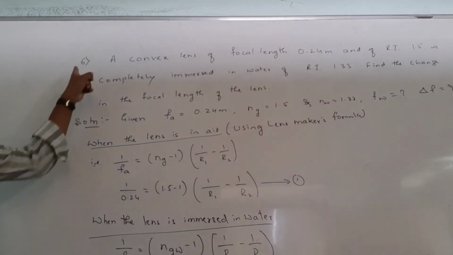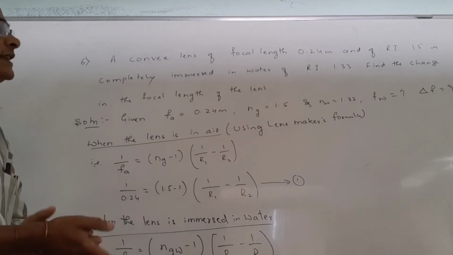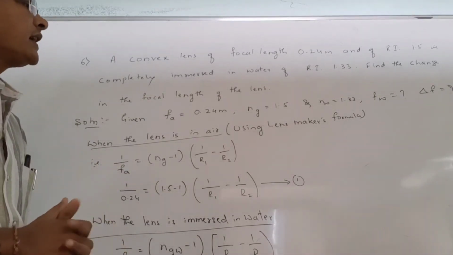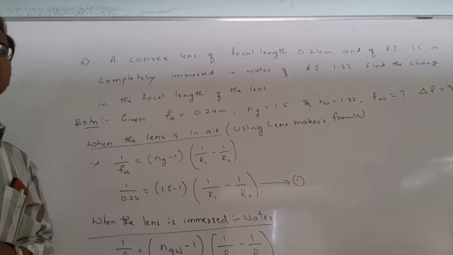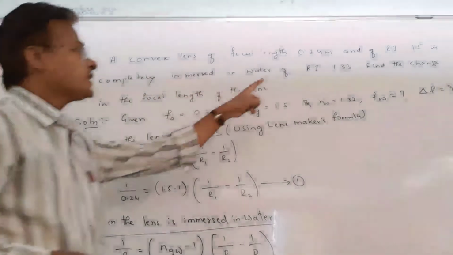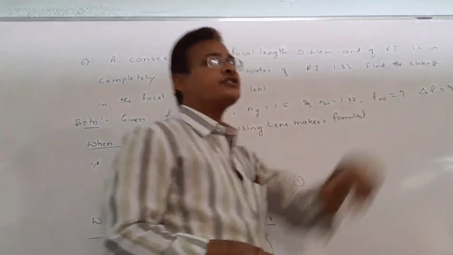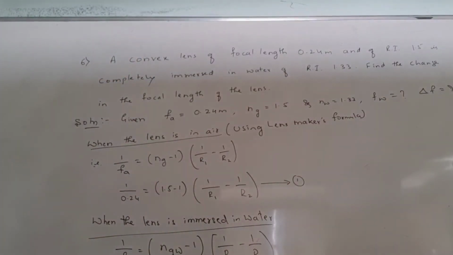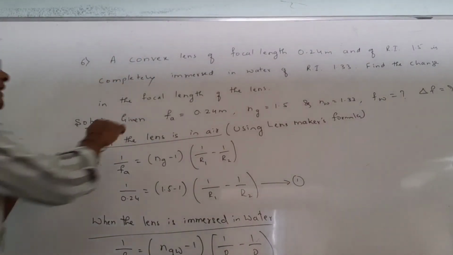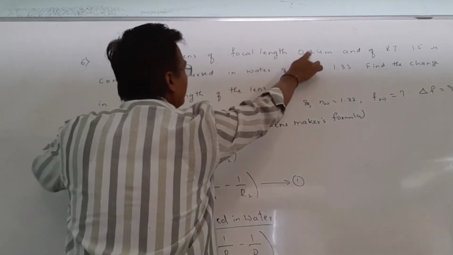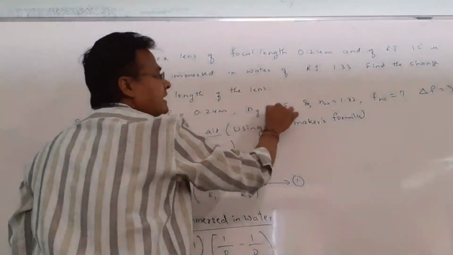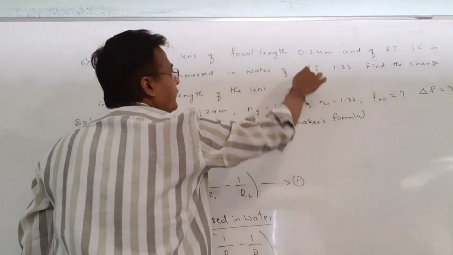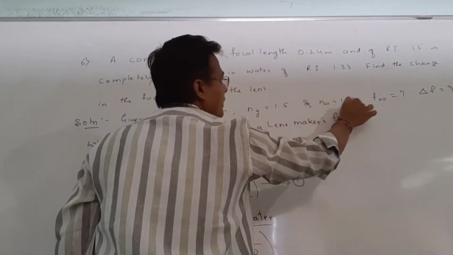Now listen, a convex lens of focal length 0.24 meter and refractive index 1.5 is completely immersed in water of refractive index 1.33. Find the change in focal length of the lens. Given data: focal length of the lens in air is 0.24, refractive index of glass is 1.5, and refractive index of water is 1.33.